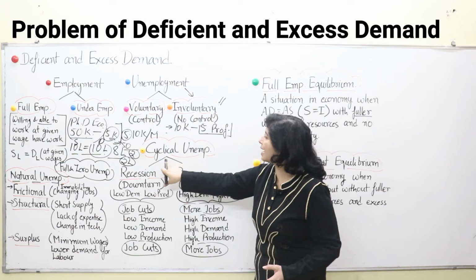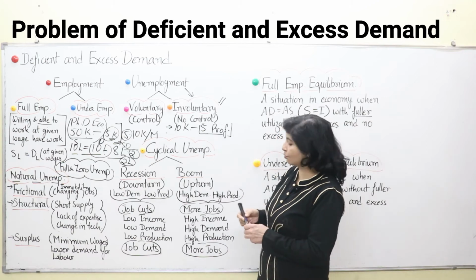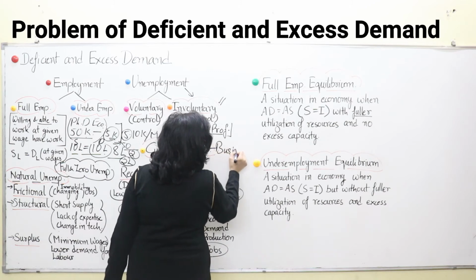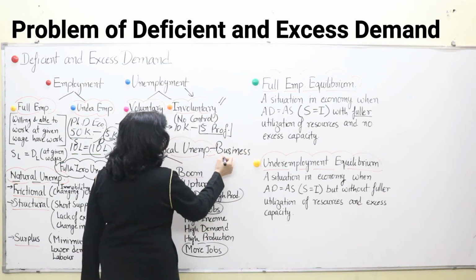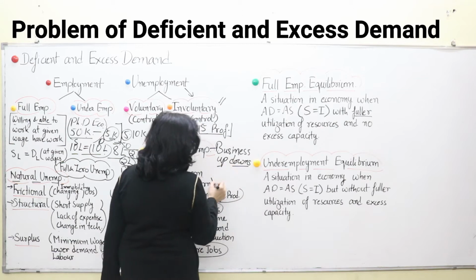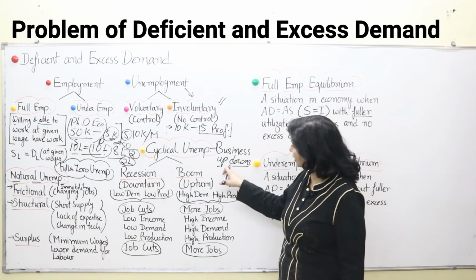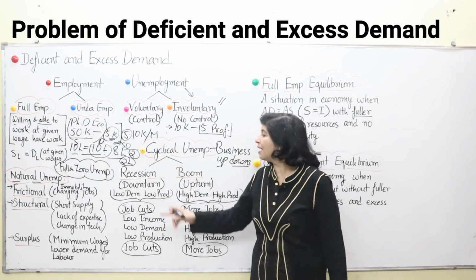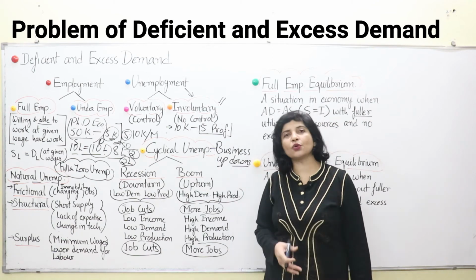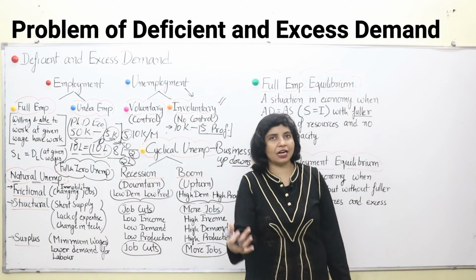Then come to cyclical unemployment. Cyclical means that which happens in cycles, or due to business cycles. Business cycles are cycles which happen due to ups and downs in business. Why do they happen? They happen due to excess and deficient demand. We will discuss them later on, but here you might have normally heard the terms recession and depression. Nowadays recession is going on. Why? Because owing to the corona pandemic, many people have reduced their demand for goods and services.